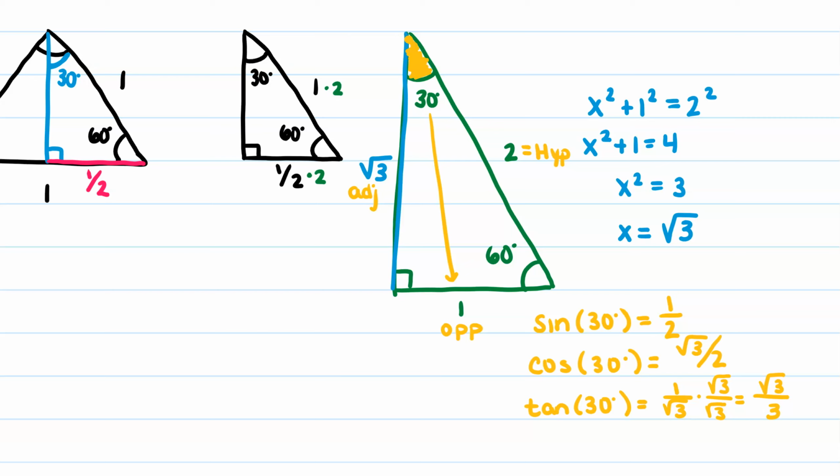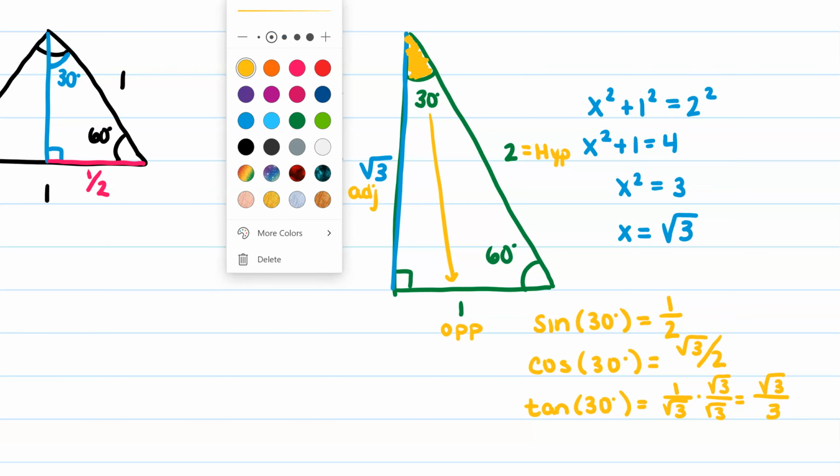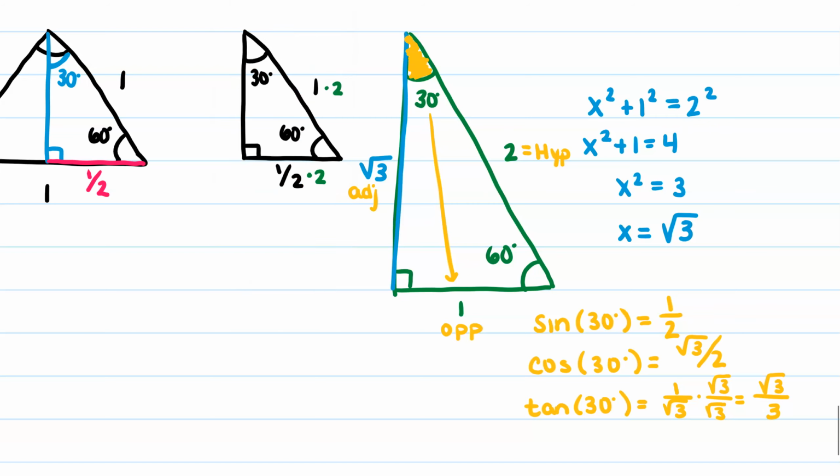Okay, so now if I want to label these with x's, well, before I label them with x's, let's do 60 degrees. Let me get another color. Let's do orange. So we're going to make 60 degrees the angle that we're looking at now. If we go across, this will be the opposite. And then 1 will be the adjacent, and 2 will still be the hypotenuse. So the sine of 60 degrees is opposite square root of 3 over hypotenuse 2.